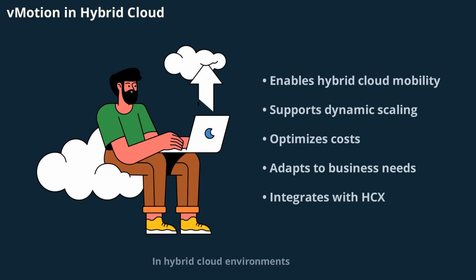In hybrid cloud environments, vMotion enables seamless workload mobility between on-premises and public cloud resources. This flexibility allows organizations to scale dynamically, optimize costs, and respond to changing business needs. By integrating with solutions like ESXi, vMotion extends its reach beyond traditional data centers, supporting modern cloud strategies.